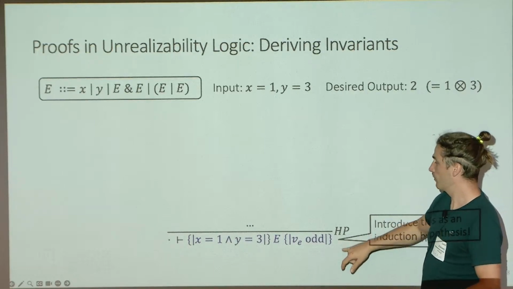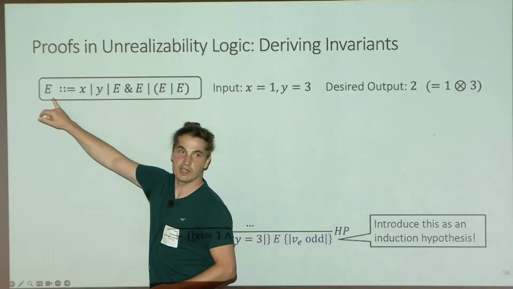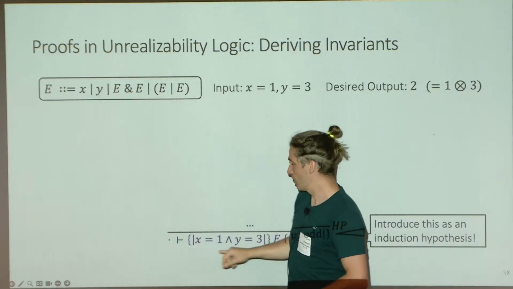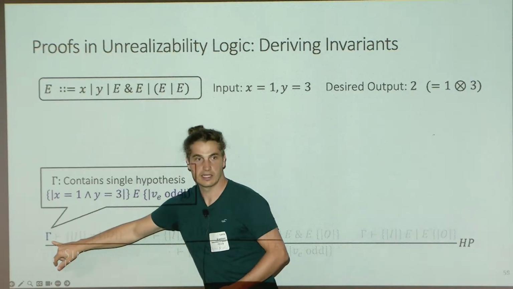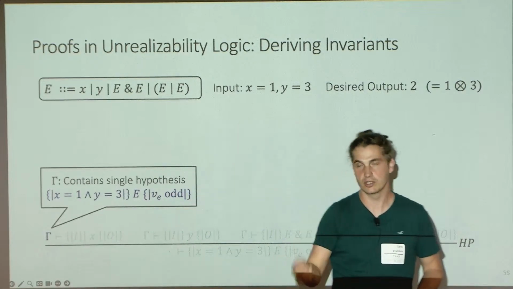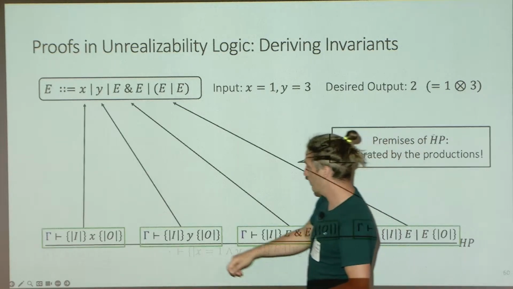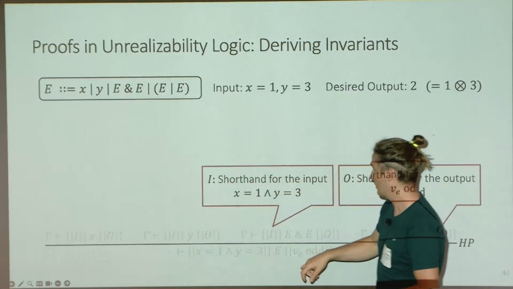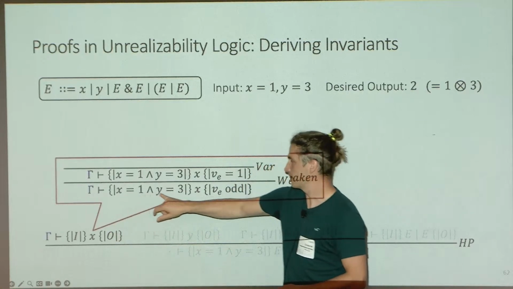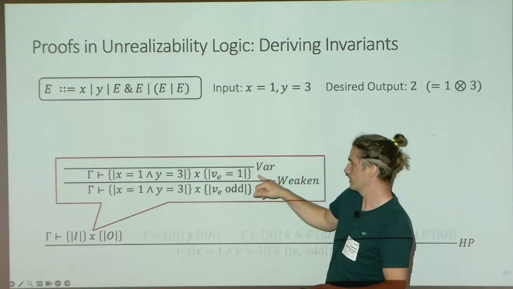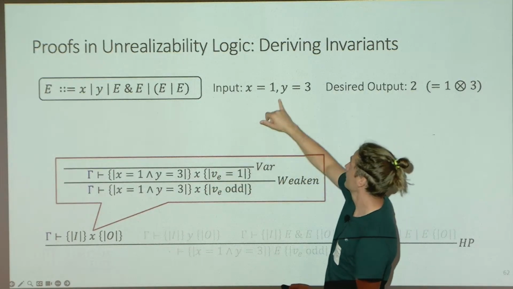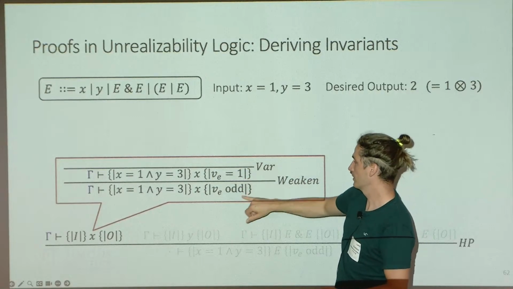So I want to prove it for E. But when proving it for E, I will be required to reason about E itself. So I'm going to start by assuming this as an inductive hypothesis. This is assuming that this invariant is true, can I show that it stays true? For example, to prove that on x equal 1, y equal 3, v is odd, it's a trivial application of weakening and the variable rule, because x is 1, and therefore odd.